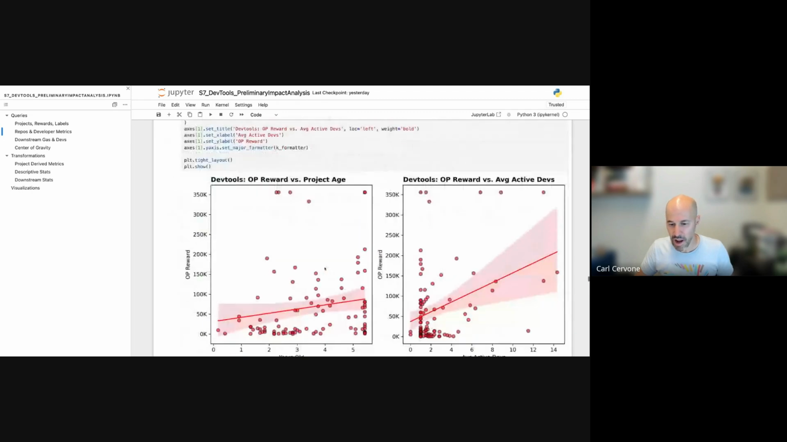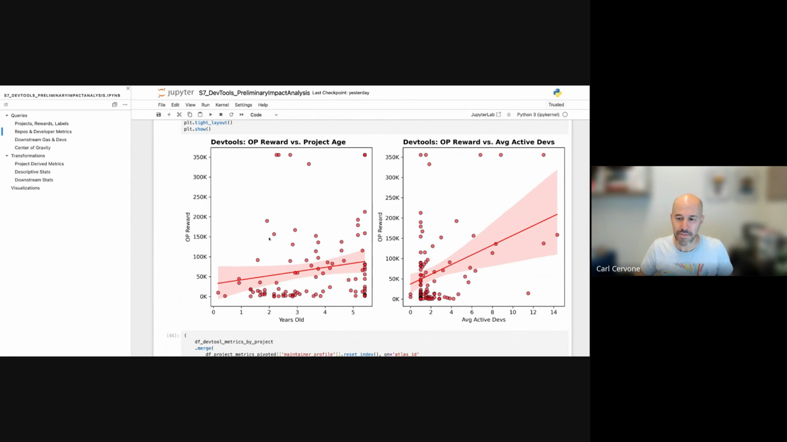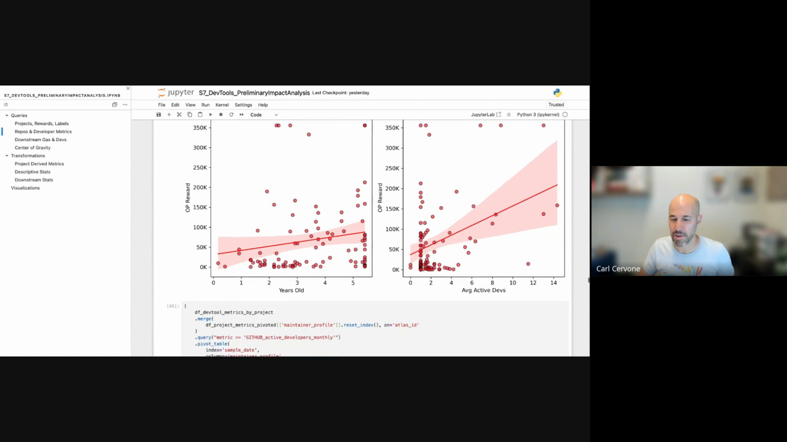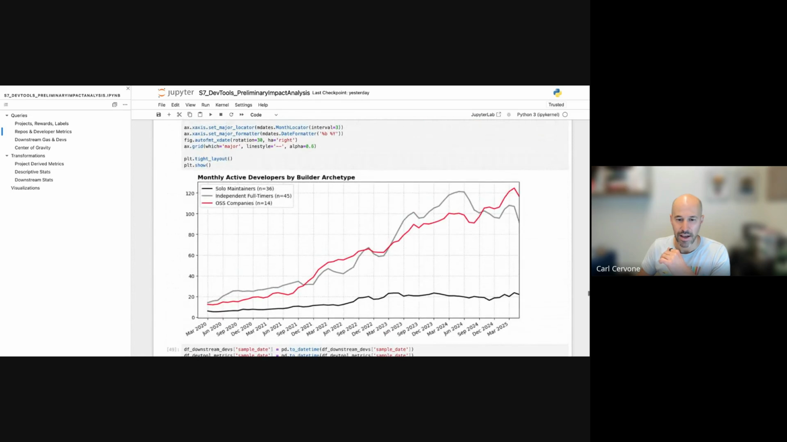The last thing I'll show is roughly a distribution of how old the projects are and how many active devs they have. In general, there wasn't a super big correlation between age of project and funding, but as you might expect, ones that had 2 or 3 people tended to get a bit more funding than some of the smaller ones. And then, okay, I'll show this one first.